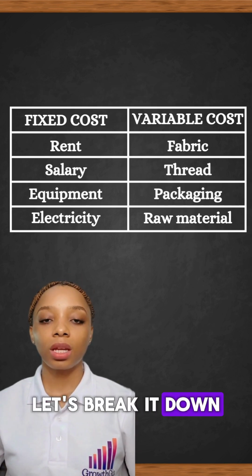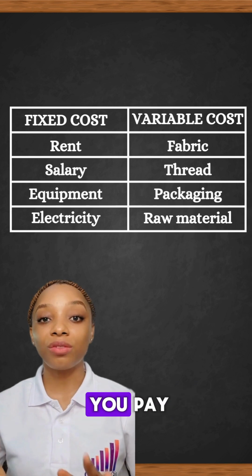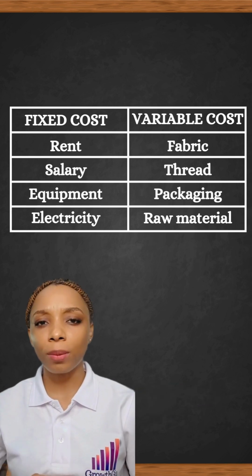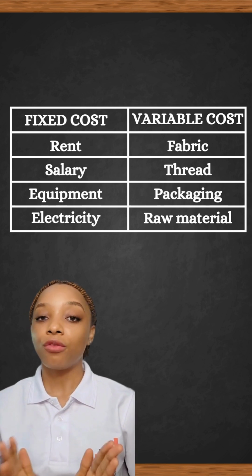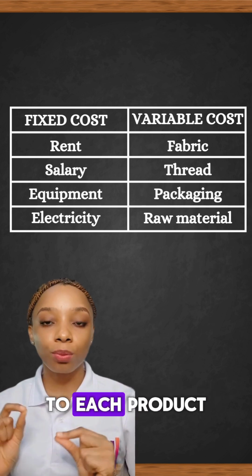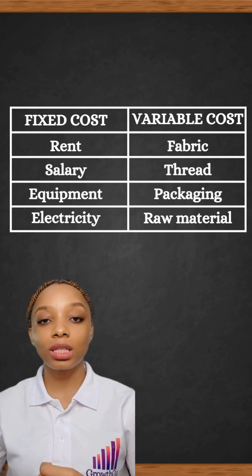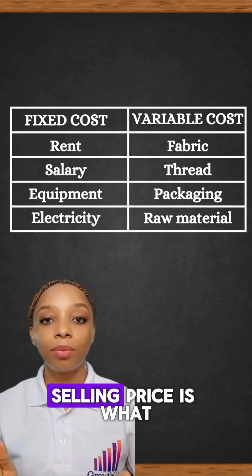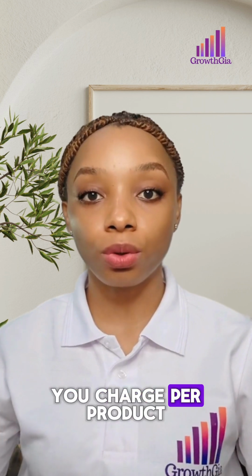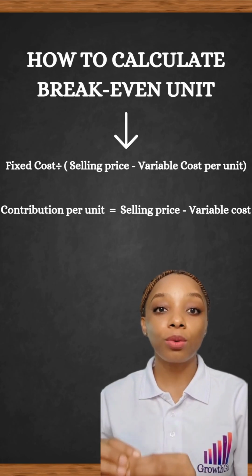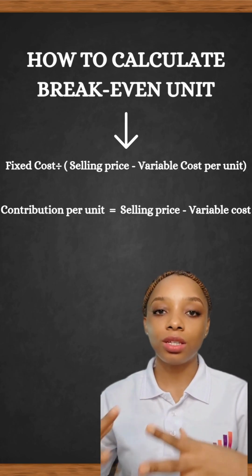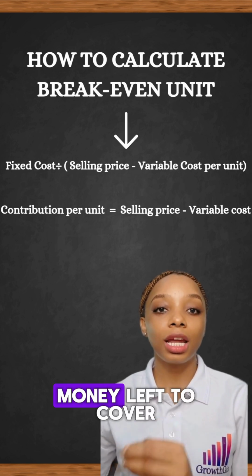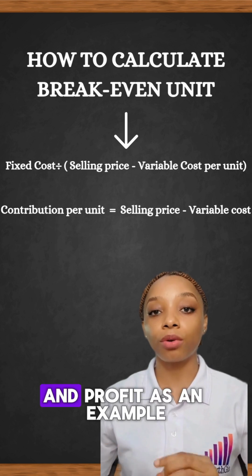Let's break it down. Fixed costs are expenses you pay regardless of how much you sell, like rent, salaries, equipment, and so on. Variable costs are tied to each product, like fabric, thread, packaging, raw materials, and so on. Selling price is what you charge per product. So subtracting the variable cost from the selling price yields what we call the contribution per unit, and that is the money left to cover fixed costs and profits.